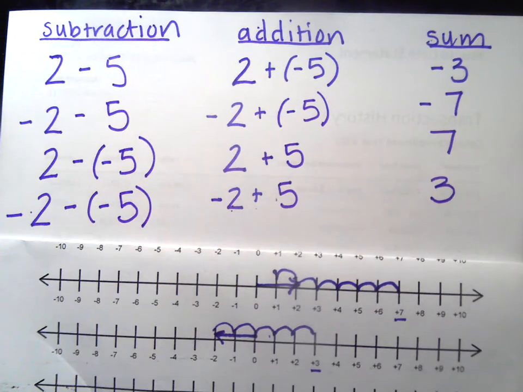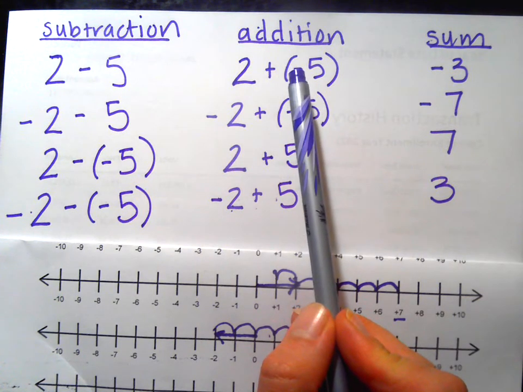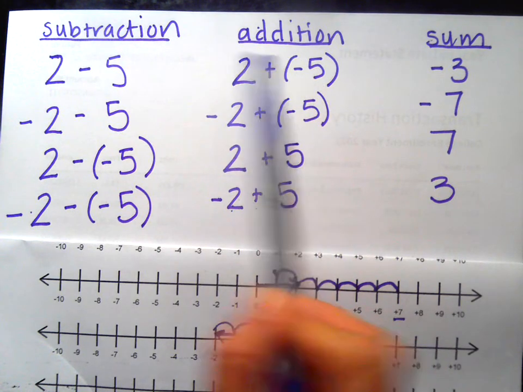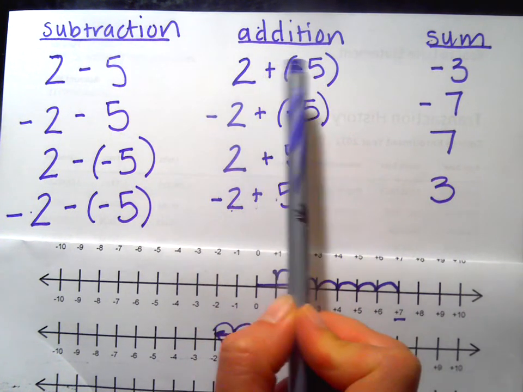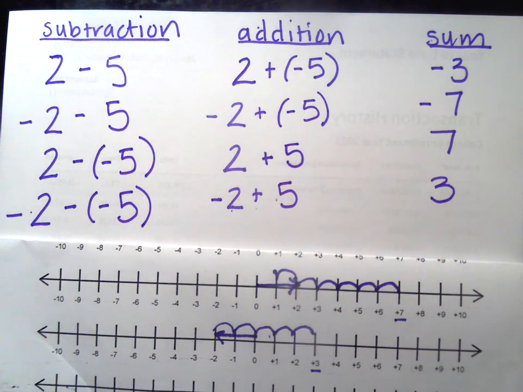So the algorithm for subtracting integers is just change the subtraction to addition. But you can't do only that, or else it completely changes the math problem. It's not the same thing anymore. It stays balanced. It stays meaning the same thing if you change the sign of the second number. Subtraction to addition, opposite for the second number. Make the second number opposite. And that is the trick for subtracting integers.